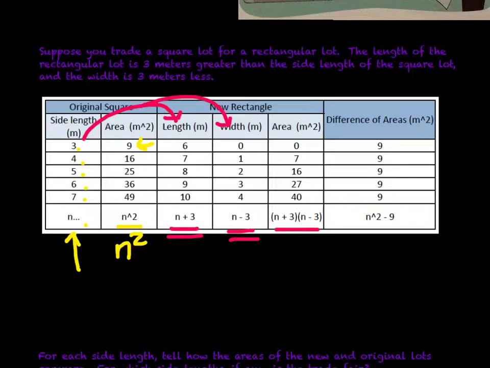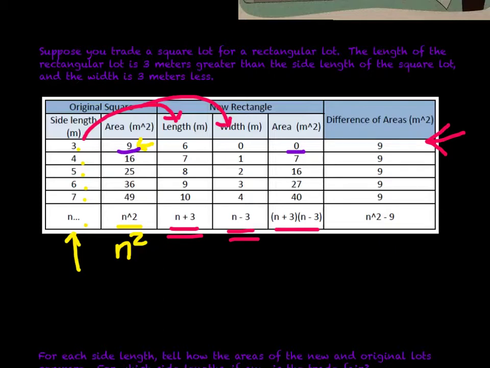So the very last bit of this table requires me to look at the difference in the areas. So looking at how the areas between the square versus the rectangle are different. Oh, sorry, I just underlined the wrong thing for the square. Looking at the square versus the rectangle and seeing how they're different.